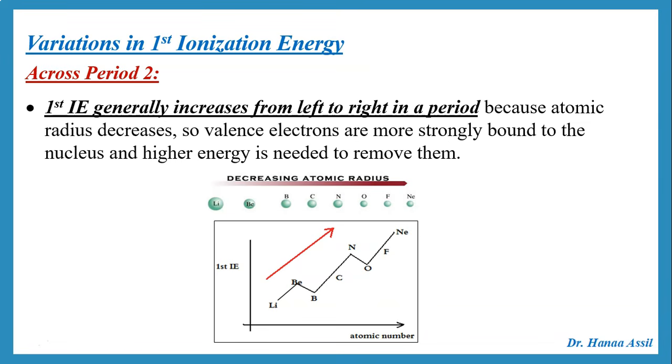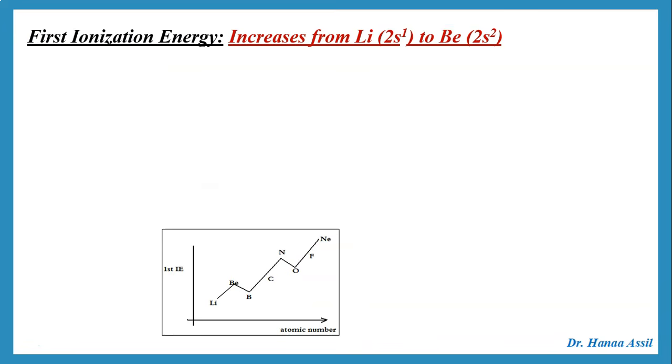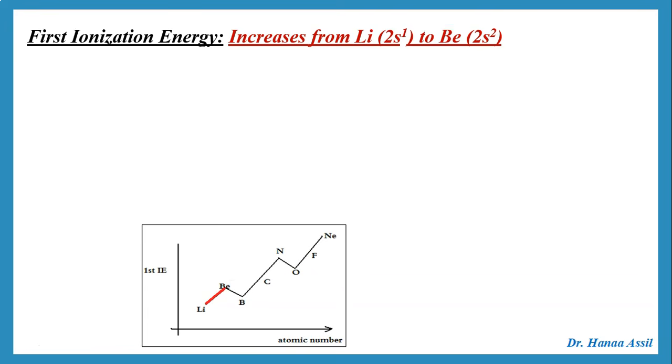But as you can see, there are parts where it decreases again and there are parts where it increases again. So if I'm going from lithium to beryllium, from lithium to beryllium it's increasing. Now if we say why is it increasing, this is because lithium, the electron I am removing is in the second energy level.